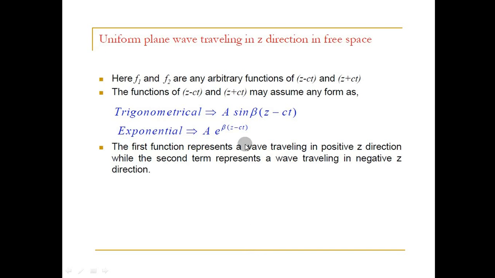The uniform plane wave traveling in the z direction in free space. Here f1 and f2 are arbitrary functions of z minus ct and z plus ct. They may assume any form, trigonometric or exponential. It could be written as sine of beta into z minus ct, or as e to the power beta into z minus ct. The first function represents a wave traveling in the positive z direction, while the second term represents a wave traveling in the negative z direction. Okay, this is the first part and this is the second part. Let's go to the next slide.